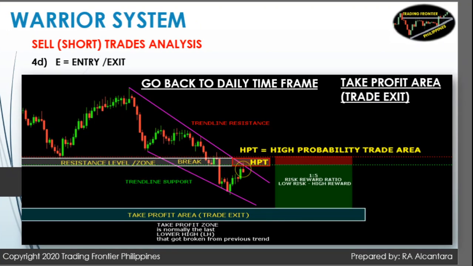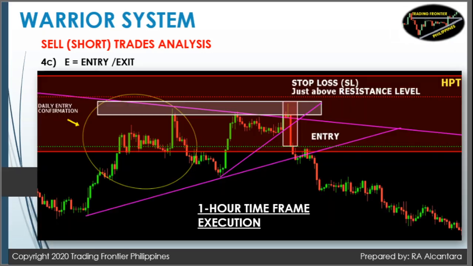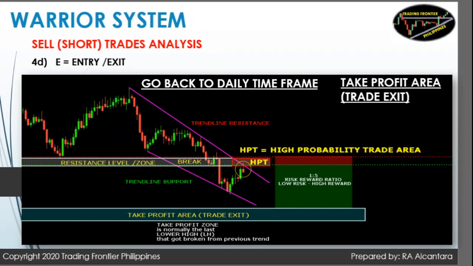So, syempre, yung take profit area, hindi ka sa entry time zone maglalagay. Hindi dito. But, you will go back to a daily time frame or a much more higher time frame depending on where you mark your key levels or key significant levels. So, bumalik lang ako sa view ng higher time frame para i-mark yung aking take profit or trade exit, TP tinatawag.